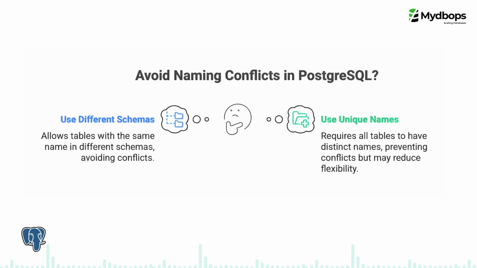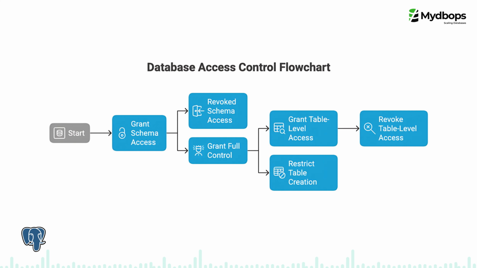Schemas prevent that by allowing you to group related tables together. The customer team can work in their customer schema, and the product team can work in their product schema, and there's no risk of them stepping on each other's toes. So it's not just about keeping things tidy, but it can actually prevent real problems. It's essential for maintainability and scalability of your application. So we've talked about organization and preventing these naming conflicts.